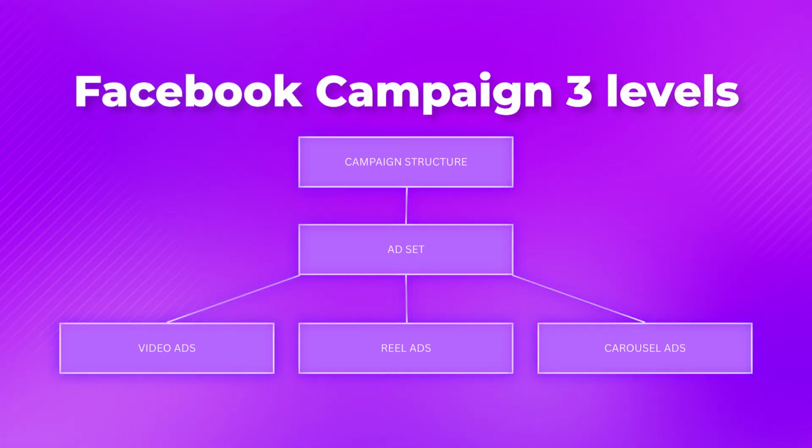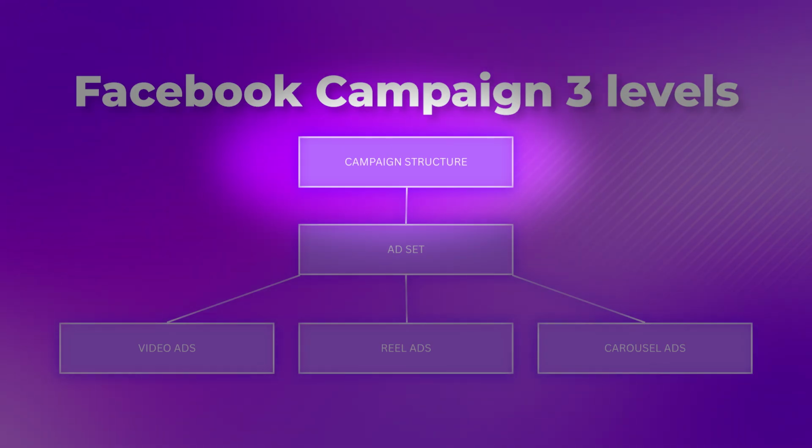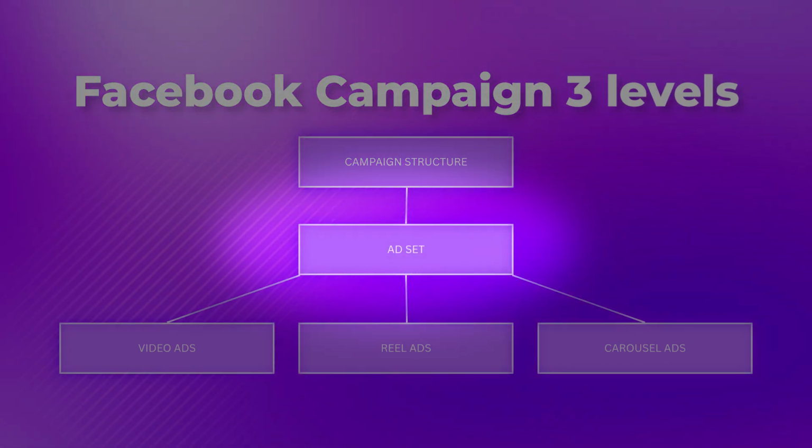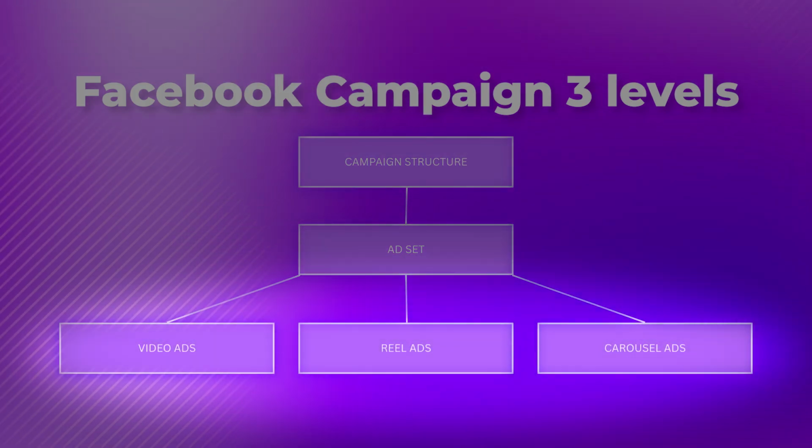Facebook campaigns have 3 levels. You have the campaign level, which is where you set your objective and budget, your ad set level, which is about targeting and scheduling, and then you have your ads, which is more about your creative.